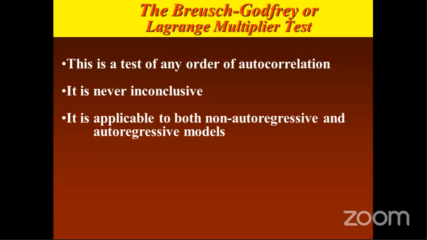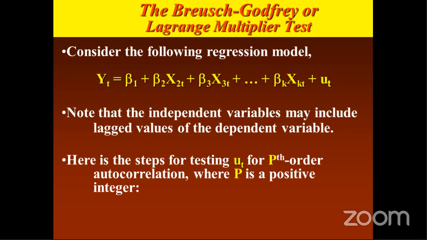That means we can use this LM test, or the Breusch-Godfrey test, the BG test, for higher order correlation, and it is never inconclusive, and it is applicable both for autoregressive and non-autoregressive cases. Hence, the BG test is so familiar and popular, and it is generally called in the literature the LM test, because it is based on the Lagrange multiplier procedure. That's why it is called the LM test or BG test. Then how does this BG test work, or what is the procedure of this BG test?